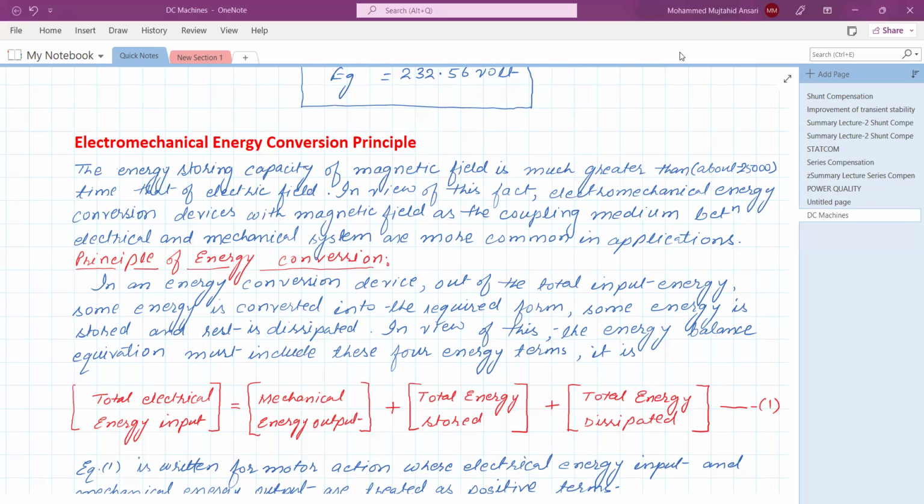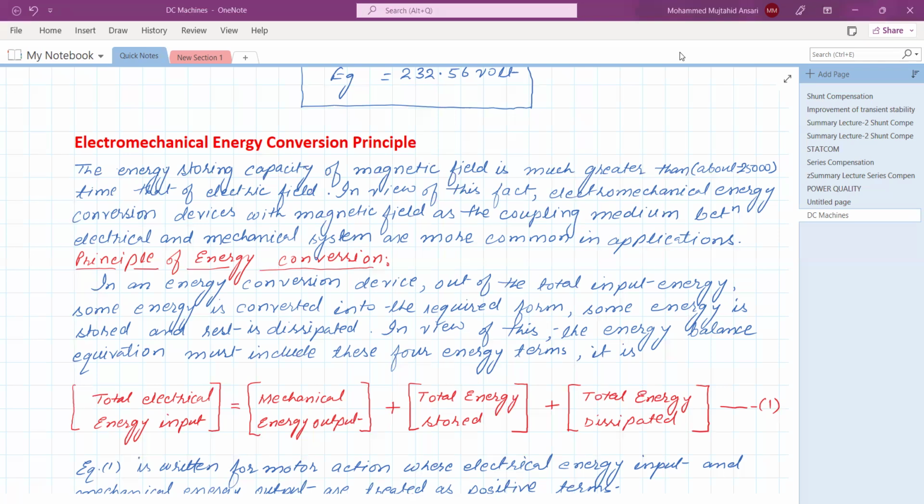Whereas in the dynamically induced EMF, the flux is constant, whereas the conductor is moving under the influence of magnetic flux, or vice versa. Under such condition, the EMF generated by the conductor is always alternating, and it is made unidirectional in the external circuit with the help of commutator segments. All these things we have considered.